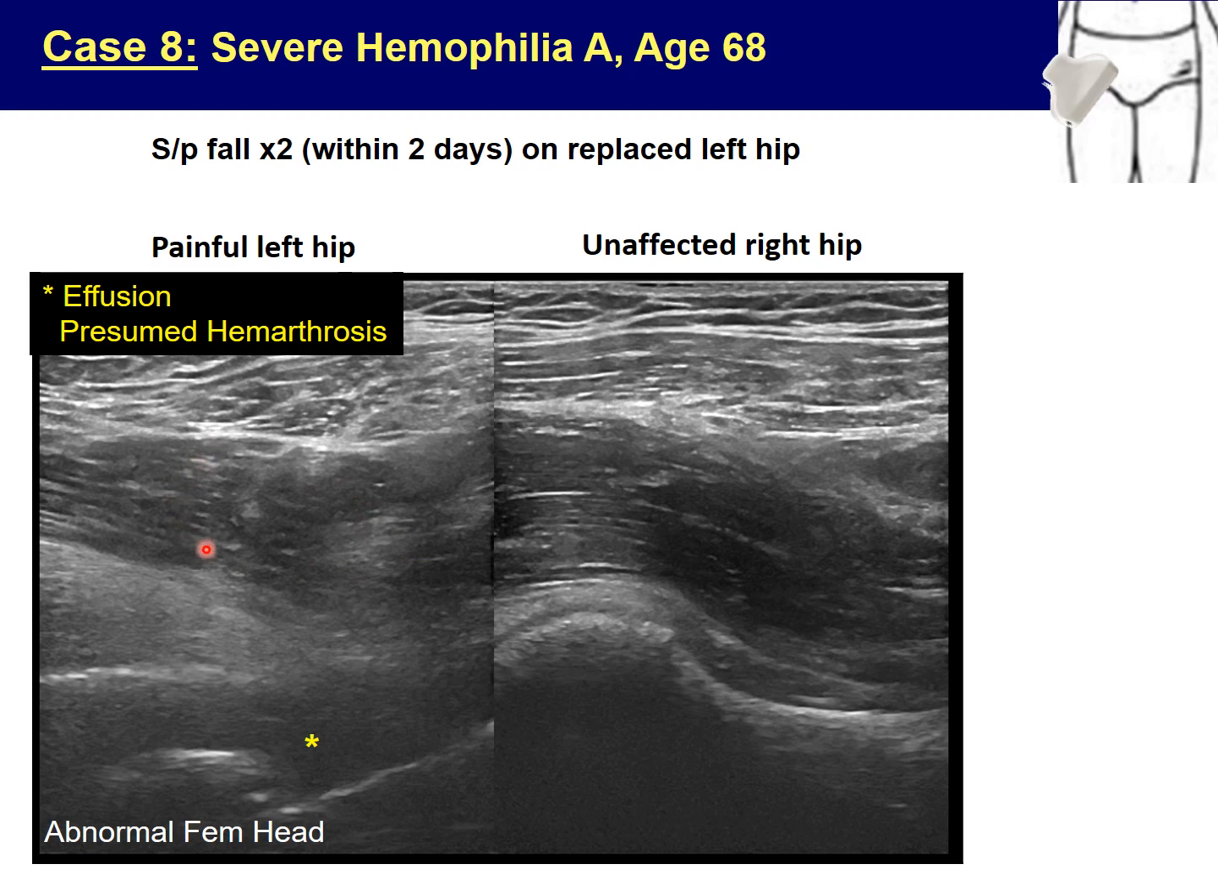This area here seems to have interrupted fibrotexture with hyperechoic areas, and this area here is large and hyperechoic and not visible in the unaffected right hip, altogether pointing towards iliopsoas bleeding or hematoma in addition to the hip bleed.